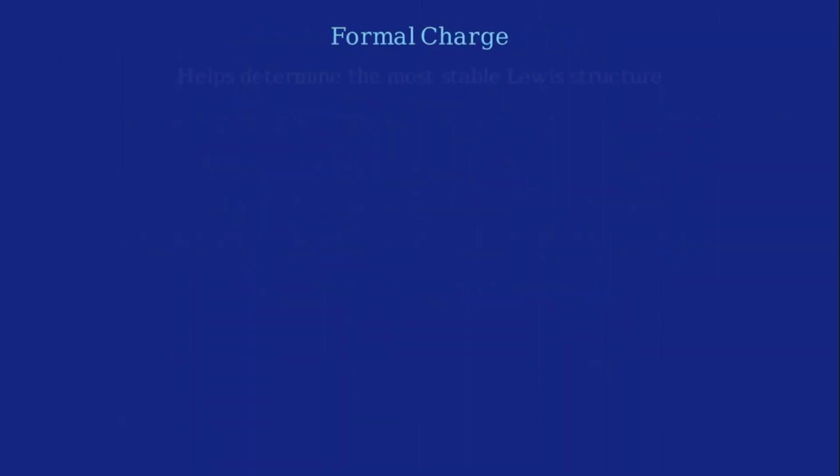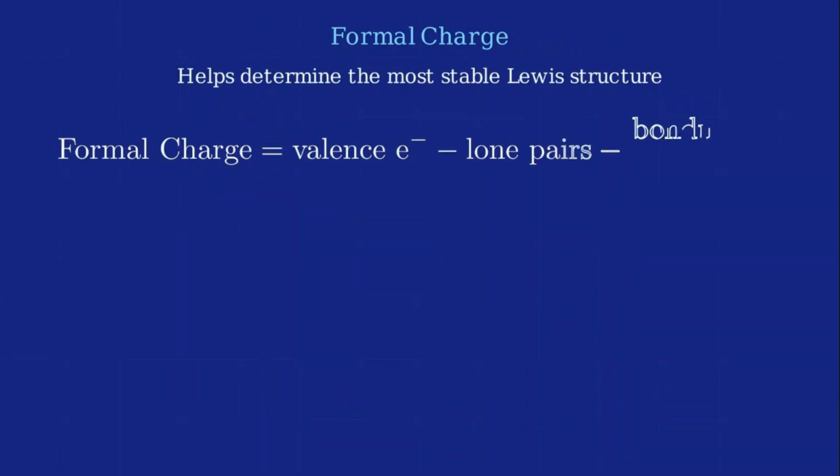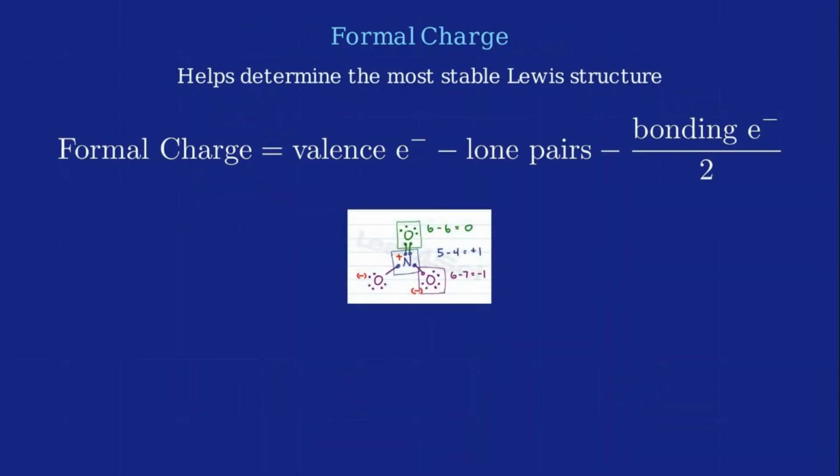When multiple valid Lewis structures are possible, formal charge helps determine which one is most stable. The formal charge is calculated as the number of valence electrons minus the number of lone pair electrons minus half the number of bonding electrons.